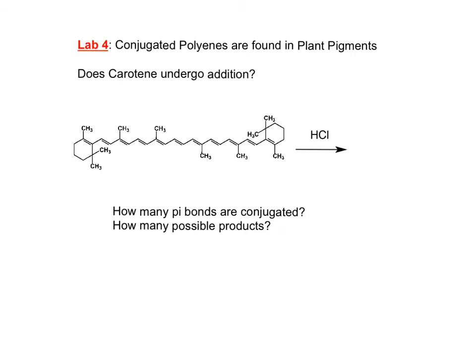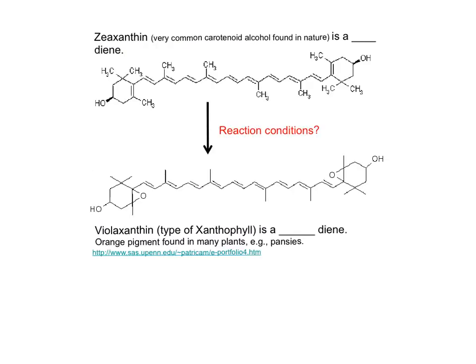So many plant pigments are conjugated polyenes, such as carotene. So stop the video and answer these two questions. So here are the answers. So let's practice identifying structural features. So stop the video and answer this question and that question and identify the reaction conditions.